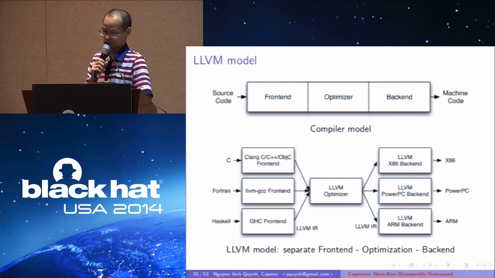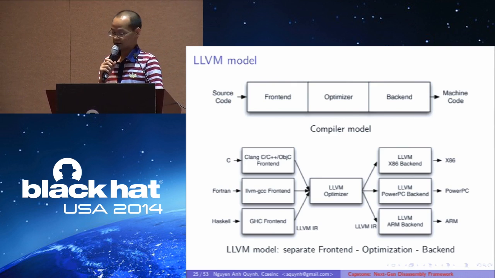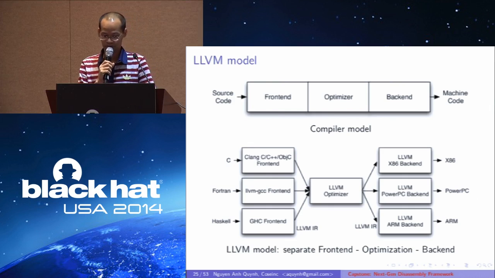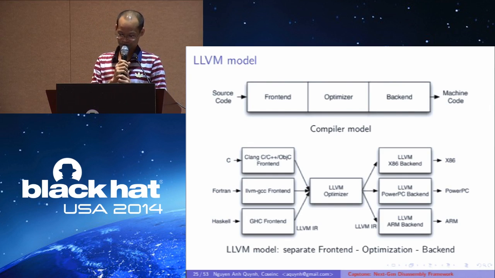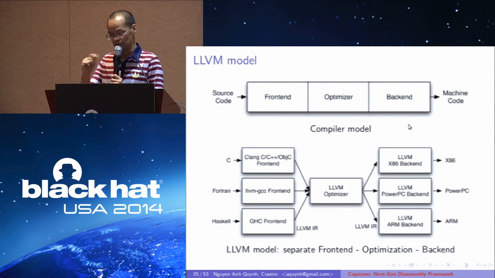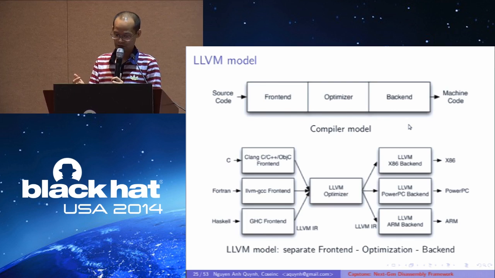So here's a quick picture of the model of LLVM. Like a typical compiler, it has three main components: front end, optimizer, and back end. So the idea is that you feed the source code to the front end, and the front end will compile the source code into some intermediate language, and after that, the intermediate language will be optimized by the mid-end component, and after that, the back end will compile the intermediate language again to machine code.